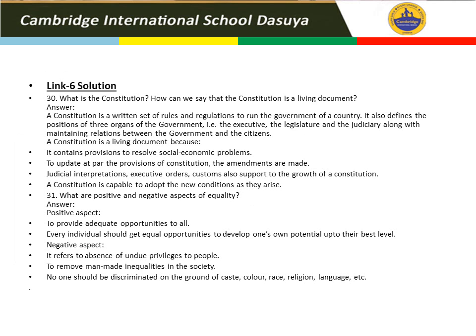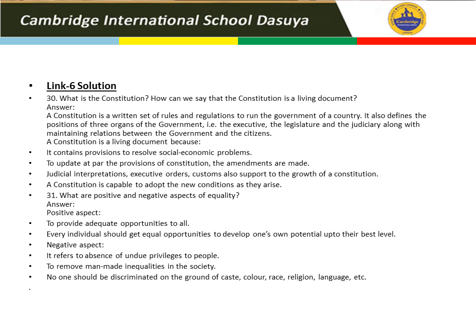Question number 30. What is constitution? How can we say that constitution is a living document? Yes, the lengthy answer, 6 marks answer. If you have elaborated, well and good. Otherwise, no worries, marks will be awarded to you. First of all, you will give the definition that a constitution is a written document having rules and regulations to run the government of the country.